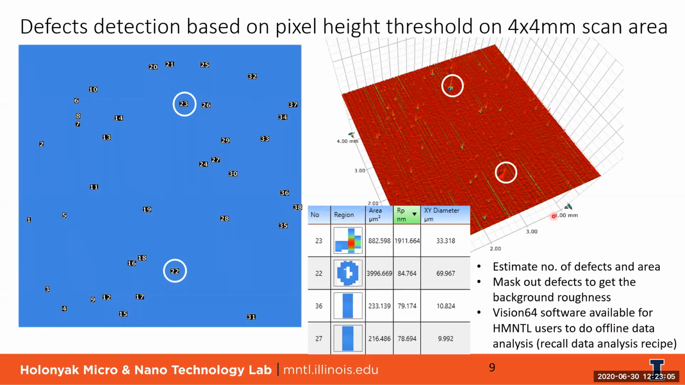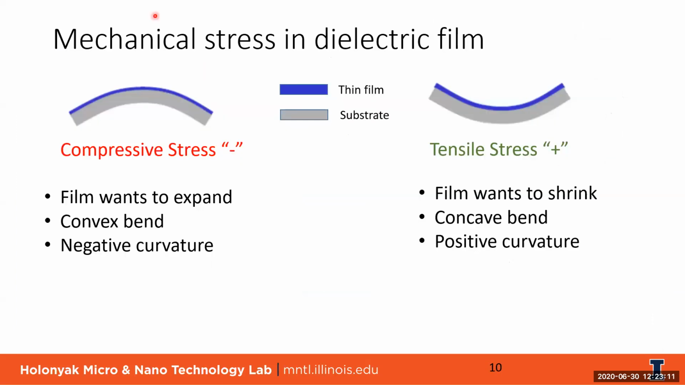So with that, I'm going to switch gears to the next topic, which is mechanical stress in dielectric film. Shown here is a cartoon. The blue region represents a dielectric thin film, and the gray region represents the substrate. Mechanical stress has two different kinds. One is compressive stress. In the compressive stress case, the film wants to expand. You can see the outer diameter is bigger. The film tries to expand but is confined to the substrate.